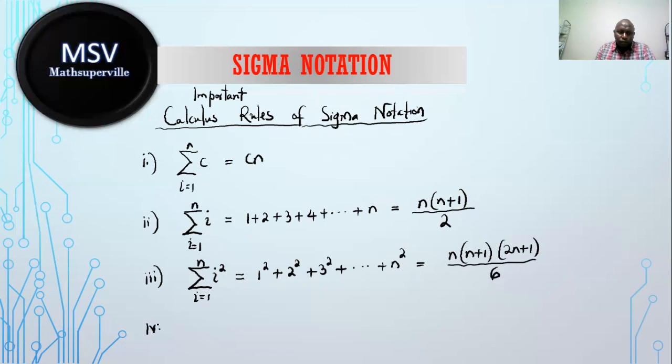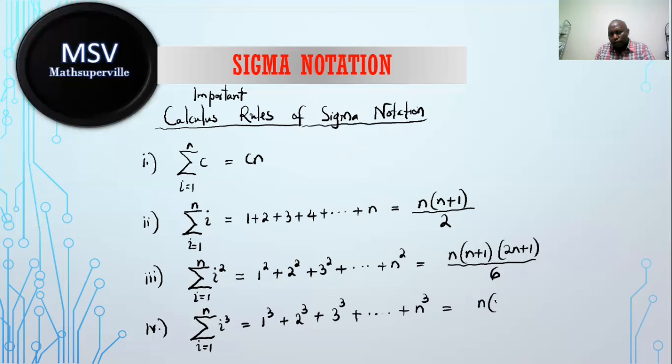The last rule is the sum of cubes. If we are summing i cubed with the index of summation running from 1 through n, then this should give you 1 cubed plus 2 cubed plus 3 cubed plus, and you continue all the way to n cubed, and this should give you n times n plus 1 divided by 2, and you square that.